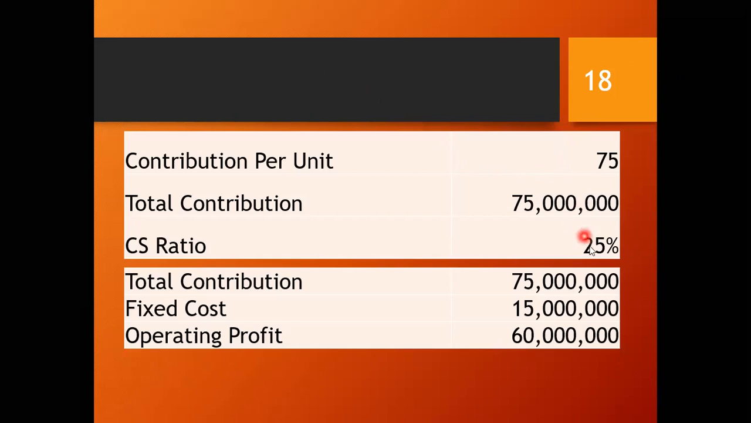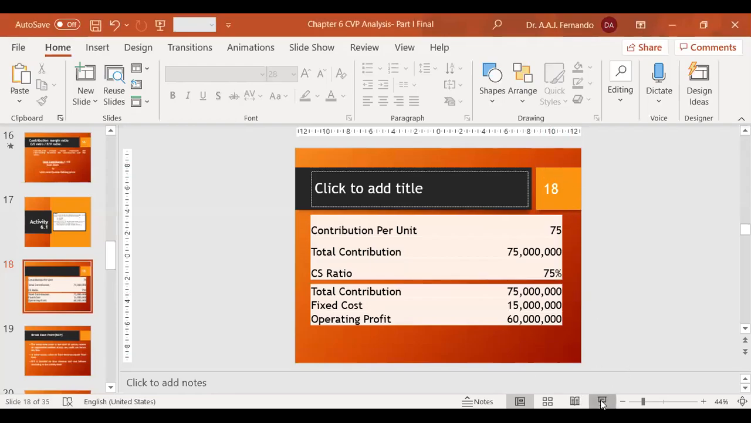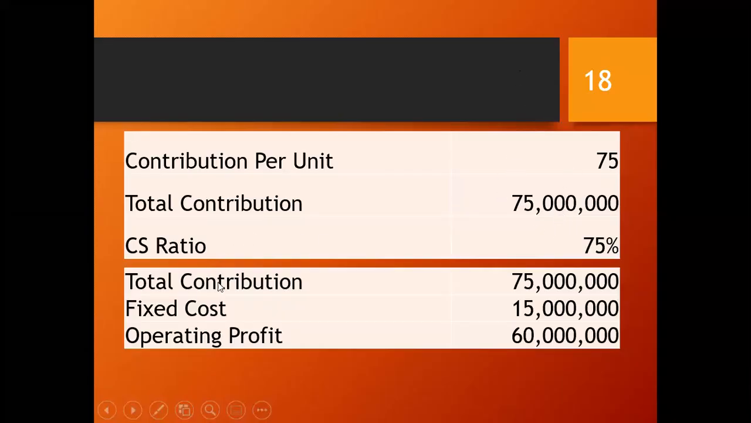75 million. Good. So when we express this 75, oh sorry, here there's a mistake when I copied it. The CS ratio is not 25, it should be 75. I will correct it here. Yes, you're right. It should be 75%. Now, total contribution 75 million. What is the profit then? Total fixed cost is 15 million. Again, very simple mathematics.